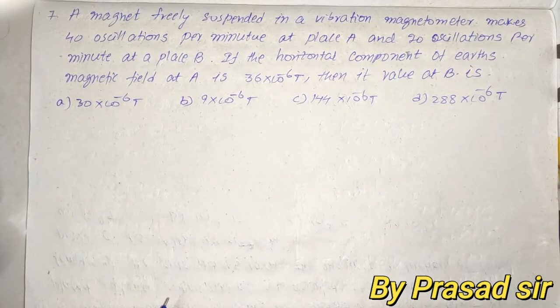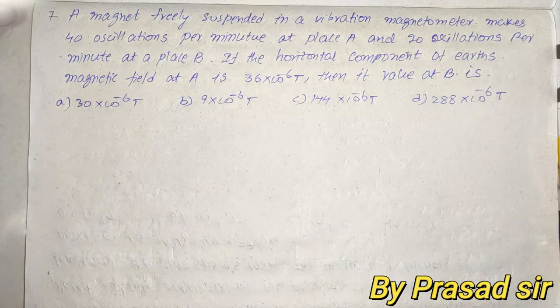Now the question number 7. A magnet freely suspended in a vibration magnetometer makes 40 oscillations per minute at a place A and 20 oscillations per minute at a place B. If the horizontal component of Earth's magnetic field at A is 36 into 10 to the power of minus 6 Tesla, then its value at B is how much? So options are given A, B, C, D. So to solve this question, first of all, we will write what are the given values.